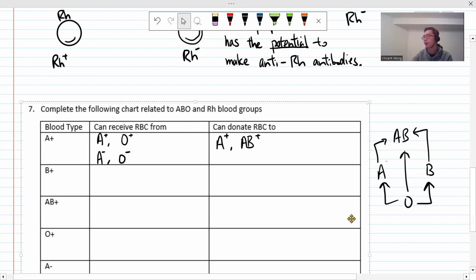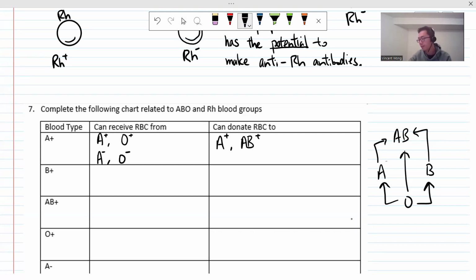Okay, anybody want to share their answers for B positive? Who can they receive from? From B plus. Yeah. What else? O. O what? O plus. Good. Anything else? B negative and O negative. Yes, that's right.